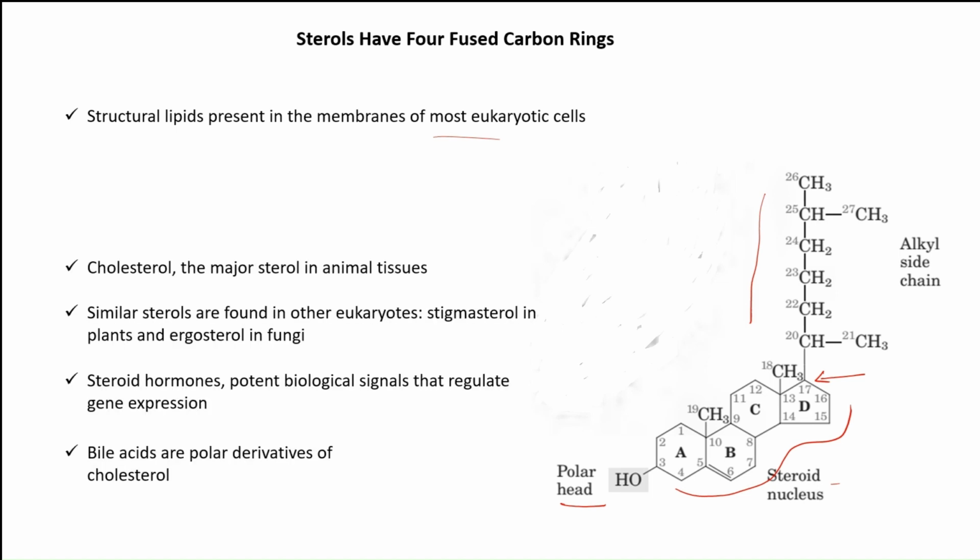Now, among sterols, cholesterol is the major sterol in all animal tissues. Similar sterols are found in other eukaryotes, like stigmasterol in plants, ergosterol in fungi. Steroid hormones are potent biological signals that regulate gene expression. Bile acids are polar derivatives of cholesterol. Our body uses bile acids to emulsify fats and help in digestion. So sterols are non-polar molecules and form the structural lipids.